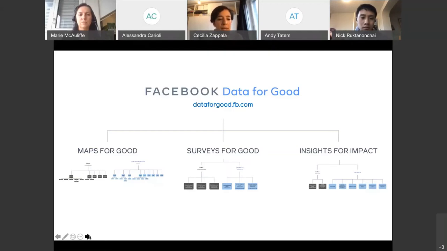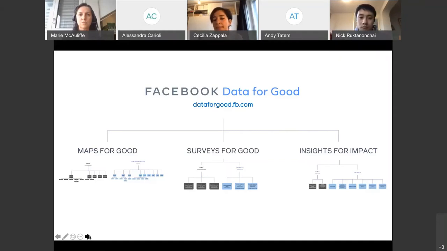So the first family of data sets we have is called Maps for Good, and those are the data sets I'm going to talk about in more detail today. Then we have a second family, which is called Surveys for Good, and it's pretty much surveys that we ask of Facebook users. Within this family, we always cooperate with universities, so it's them really collecting and processing the data and providing analysis. We did a bunch of surveys on COVID, and we will continue to do so in the future.